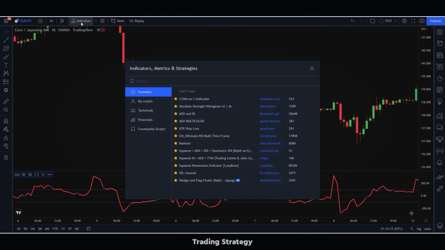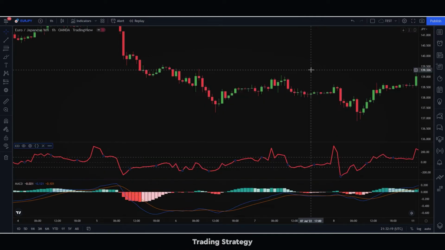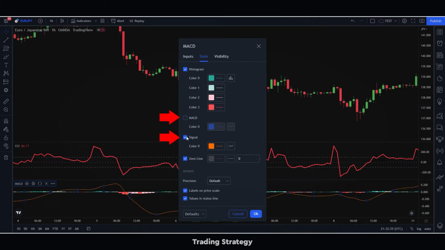Next, we will need to select the MACD indicator. We will configure this indicator with the following parameters: 12-26-2. And we will deactivate the MACD and signal lines.